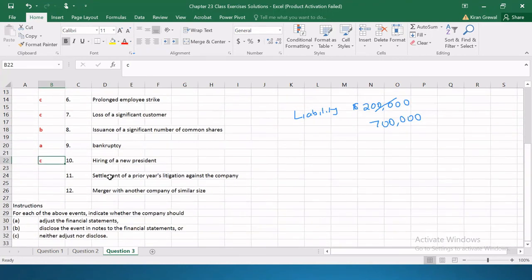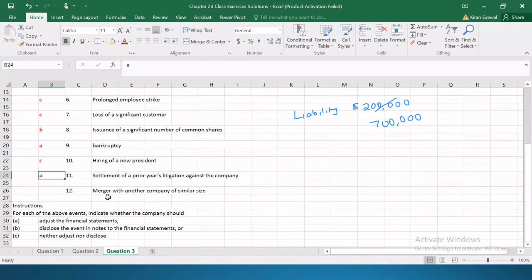Settlement of a prior year's litigation against the company. If you've settled a litigation soon after year end, then whatever estimate you had made as a liability would have to be changed. So you would have to do an adjustment on the financial statements because now you have better clarity into how much would have to be paid. When you're setting up a contingent liability for an amount that you might have to pay in the future, that's an estimated amount. When you have clarity on how much the amount is actually going to be, you would adjust your liability to show that if it's material.